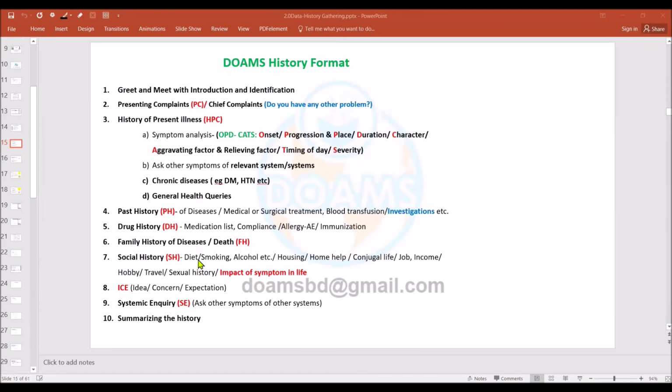Social history, many things like personal attitude and others, diet. In GI disease, diet, invariably you need to ask. Smoking, you understand the cardiovascular risk, alcohol, housing, home help. In an osteoarthritis patient, housing is important, right? Home help is very important for social support. Conjugal life, any sexually transmitted disease, or even other social issues, conjugal life issues, job, income, hobby, trouble, sexual history, impact of the symptom on life, very, very important, how it is impacting your daily life. Then idea, concern, expectation, many times we discussed. So we will not tell more.